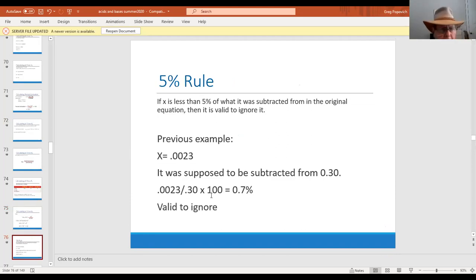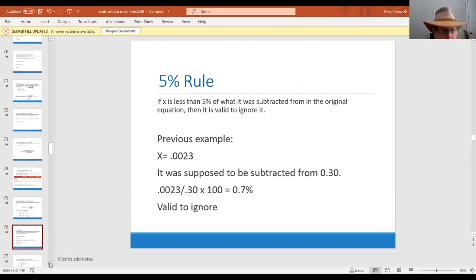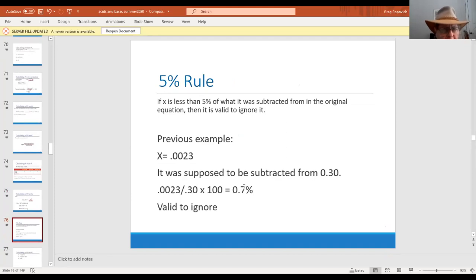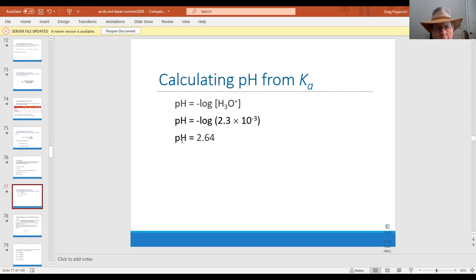Okay. That's validating the 5% rule. Guys, if you use that, you have to validate the 5% rule. So as you said, Manuel, my pH is 2.64. These are the same thing as the equilibrium, only we're involving the pH in order to get the concentration.